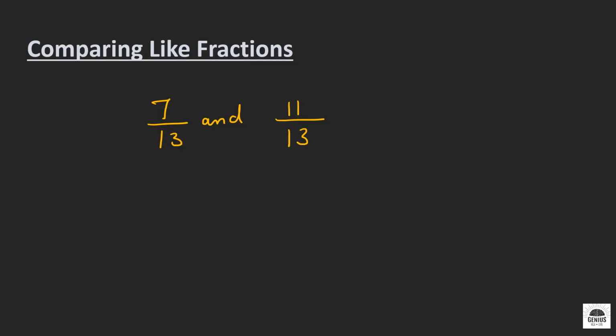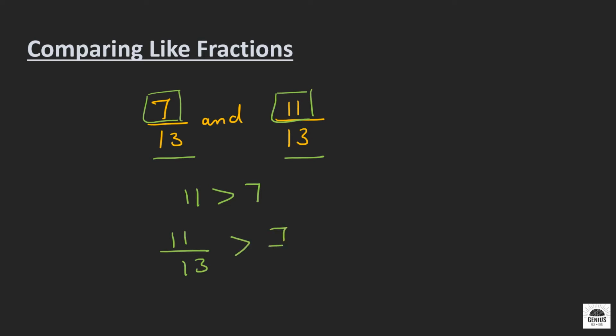Comparing like fractions. The fractions which have the same denominator are called like fractions. So to compare like fractions, we need to compare their numerators only. The fraction with the greater numerator is greater. Here 11 is greater than 7, so 11 by 13 is greater than 7 by 13.